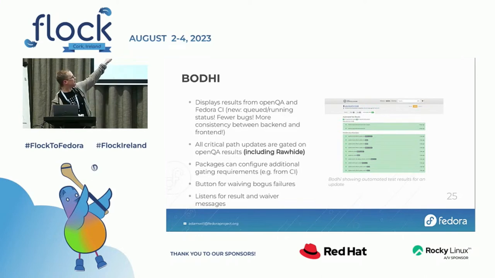The note in bold is there because it's kind of a big deal. Since the last time I gave this talk, all updates for all releases are now gated, including Rawhide. So for the first time in basically Fedora history, when you do a build for Rawhide, it does not go straight into Rawhide. It now waits for the OpenQA test to complete, and if any of the critical ones fail, your update does not go into Rawhide.